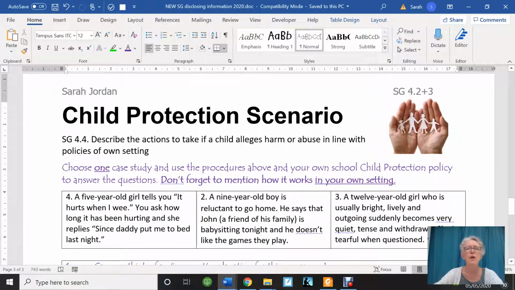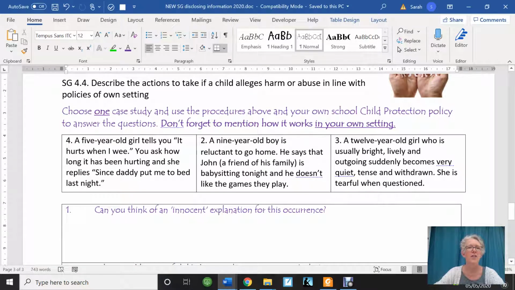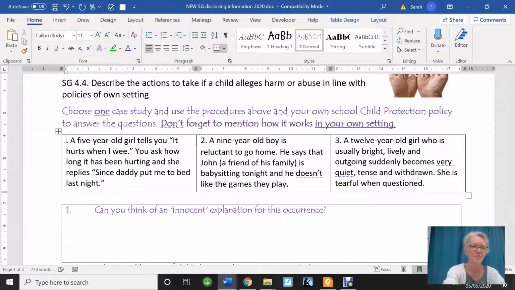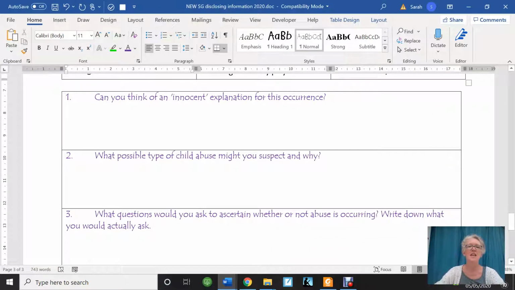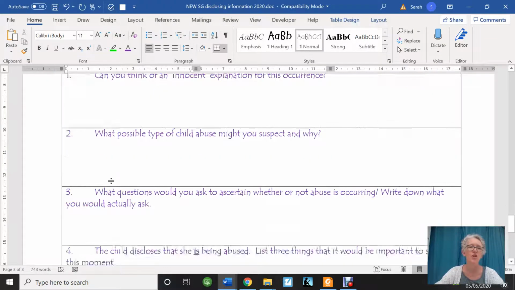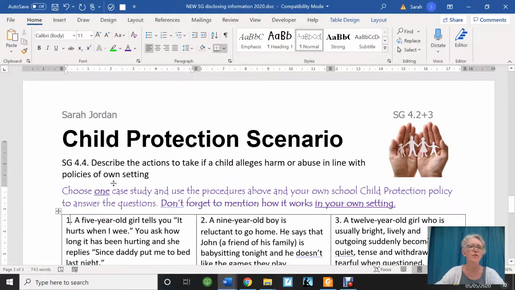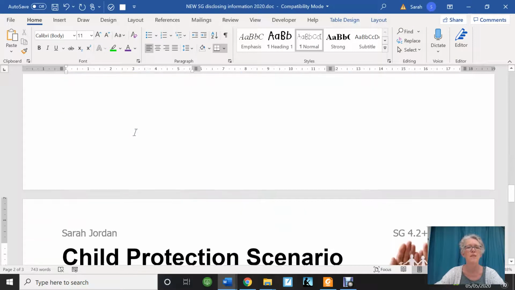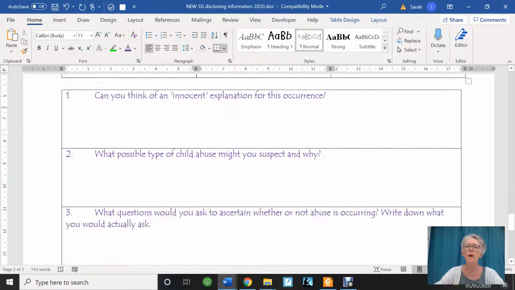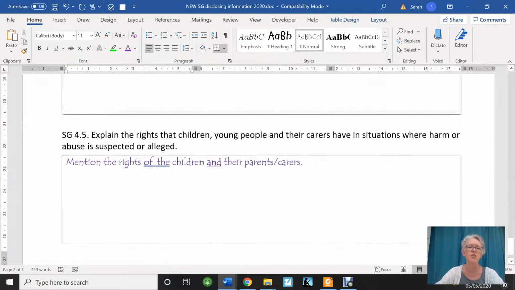And to help you answer this question, we've got a scenario for you here to answer, a case study. So there are 3 questions here. I've just noticed it goes 4, 2, 3 instead of 1. I'm going to change that now. Can't count. If you answer the questions here, pick one scenario and then use it to answer the questions. All the information you need is on this page up here above and in your own school child protection policy. A couple of sentences in each box and you're done.